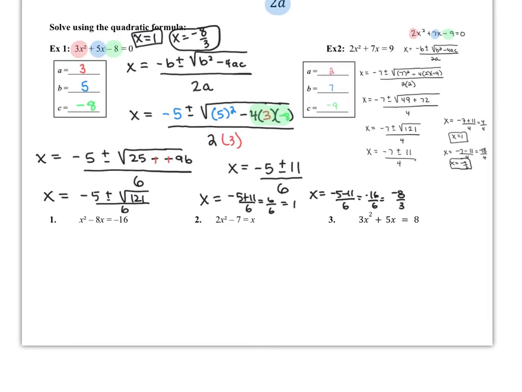Okay, so at this point, what I want you to do is pause the video and try examples 1, 2, and 3. Remember that before you're ready to use the quadratic formula, you have to make it equal 0. And you're also going to want to make sure that your trinomial or your polynomial is written from highest to lowest exponent for identifying A, B, and C. So pause the video, press play when you're ready to check your answers.